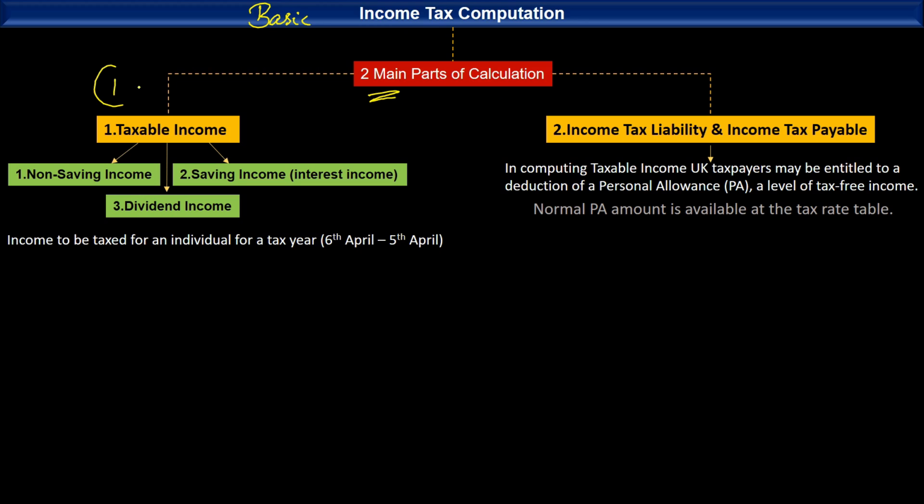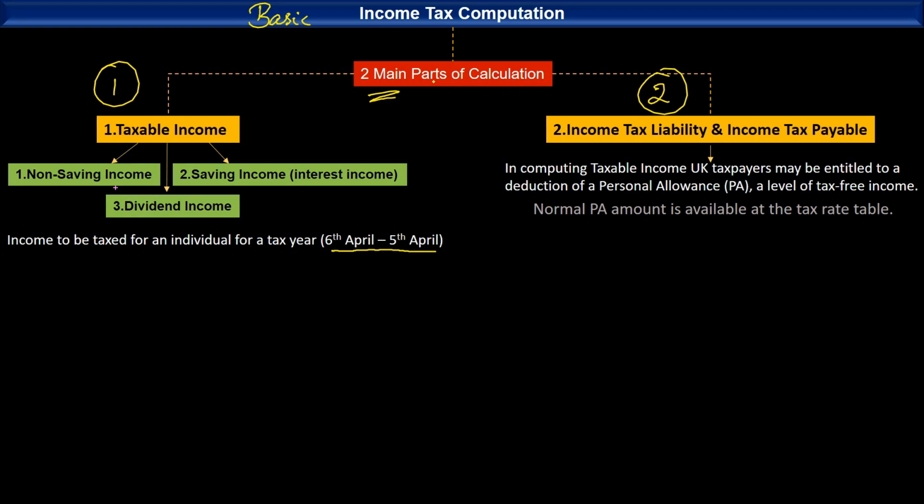Okay. So we have two main parts related to the calculation of basic income tax computation. The first part is taxable income. It is the income to be taxed for an individual for any specific tax year. Okay, and we know that our tax year runs from 6th of April to 5th of April. And secondly, we have income tax liability and income tax payable.